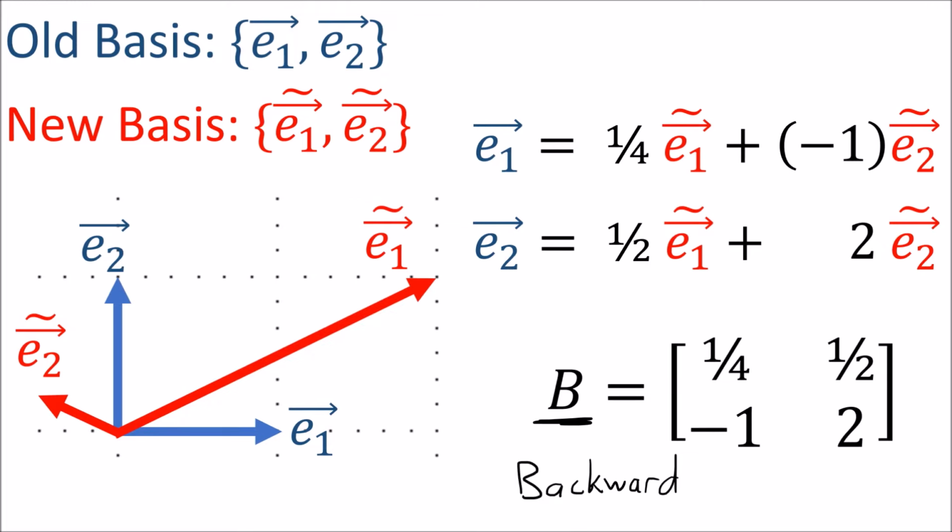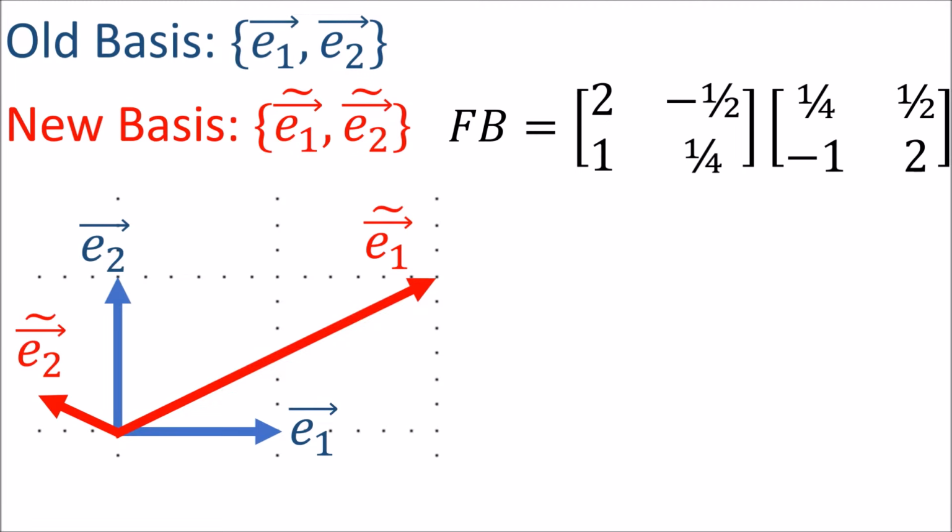So if we know the matrix B, we know everything we need to construct the old basis from the new basis. Now you might be thinking, here we have the matrix F, and here we have the matrix B. Are these really two different things? They kind of do the same job, but in opposite directions. So are they really so different? Well, let's see what happens when we multiply them.